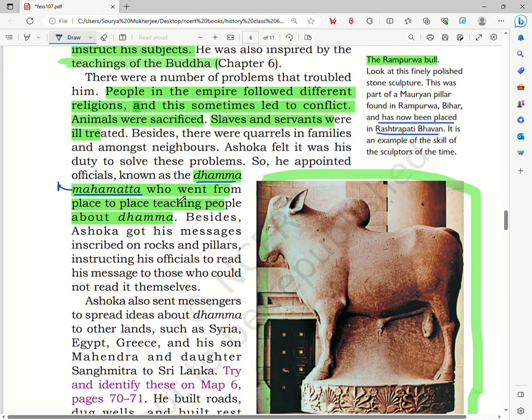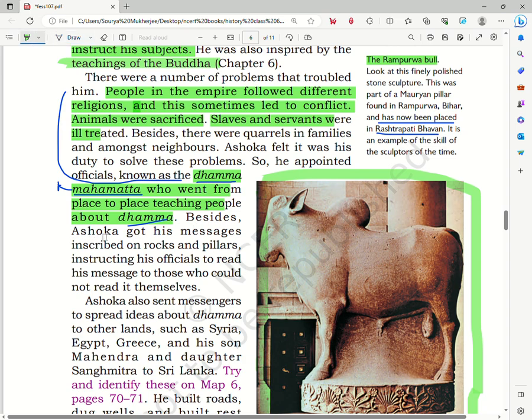So Dhamma was mainly spread to counter all the problems that we read in this paragraph. All these problems were solved by Ashoka, or a solution to these problems was given by Ashoka in the form of his Dhamma.